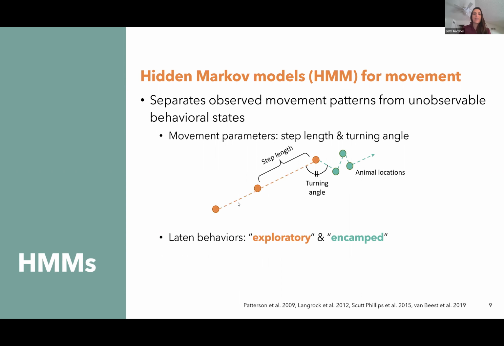So in this case, we might have these longer movements into an exploratory state, and then these smaller ones into an encamped state. I just want to emphasize that these are two behavioral states, and we can think about how they might relate to behaviors, but these are unobserved. The model is just placing the difference in the movement pieces into two categories, and then we're inferring from that what those categories would represent. So we don't actually know exactly what an animal is doing when it's in an exploratory state versus an encamped state.